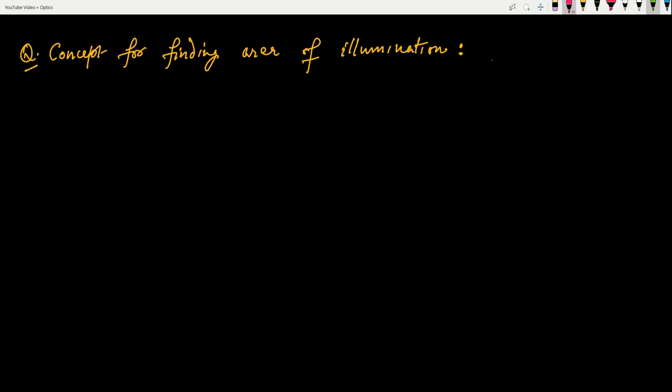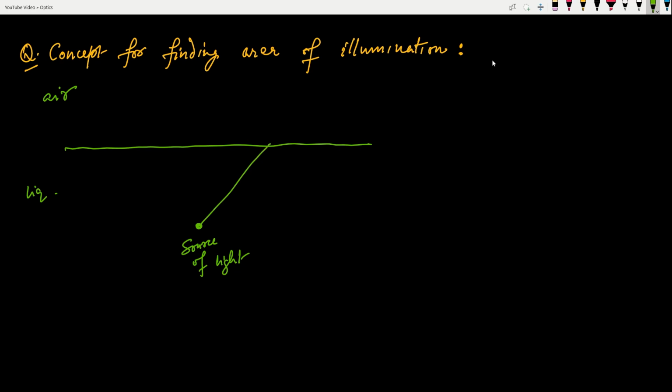What I'm trying to say is that if this is a liquid medium and this is air, and a source of light is kept here, then we can see that there is a specific circular area that gets illuminated and the rest of the area doesn't get illuminated. Now why is this? So this is the part which gets illuminated. We need to find the area of illumination. So how to do that?